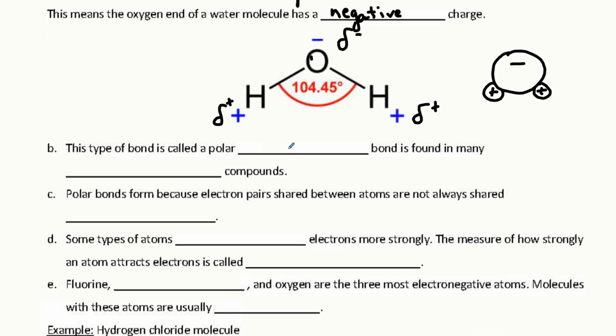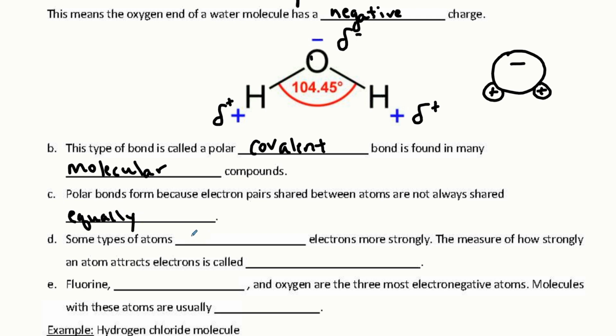We call this type of bond a polar covalent bond. We know that these are covalent bonds, they're sharing electrons, but the sharing of electrons is not equal. Hence, we get the negative and the positive. It's found in many molecular compounds. Polar bonds form because electron pairs shared between atoms are not always shared equally, which I already mentioned.